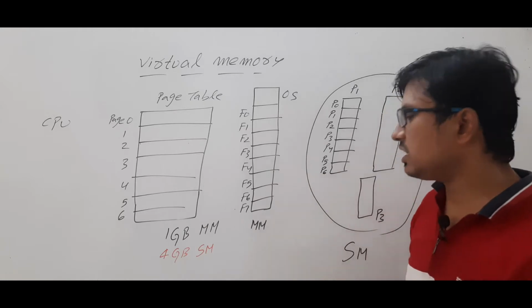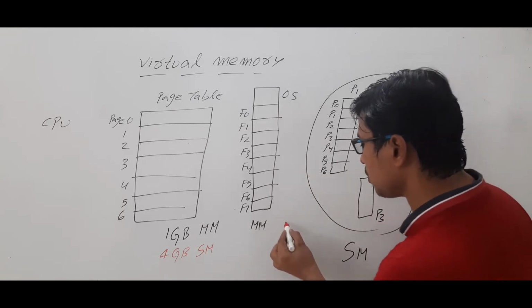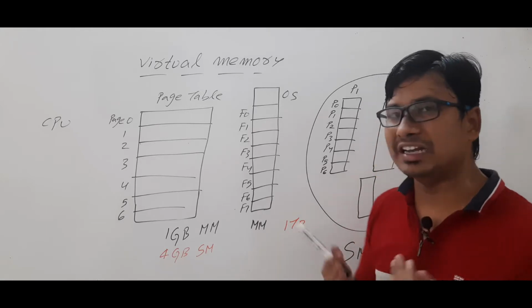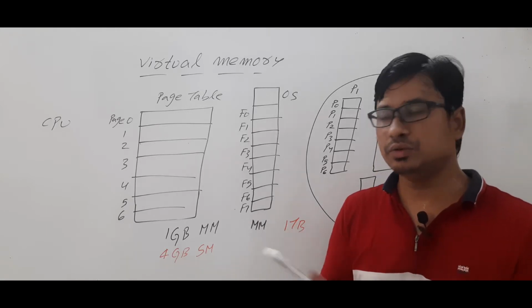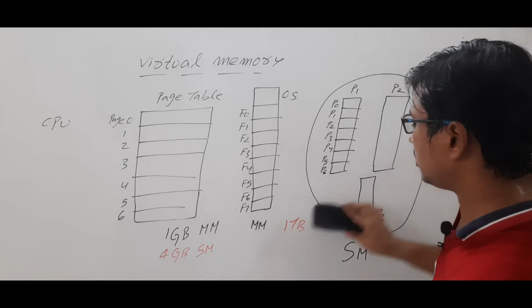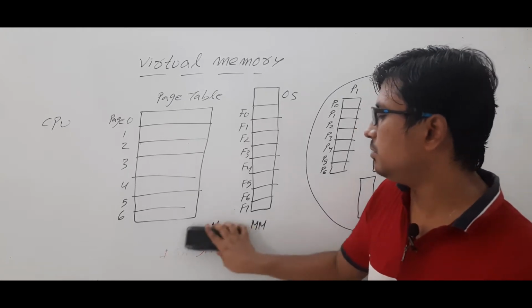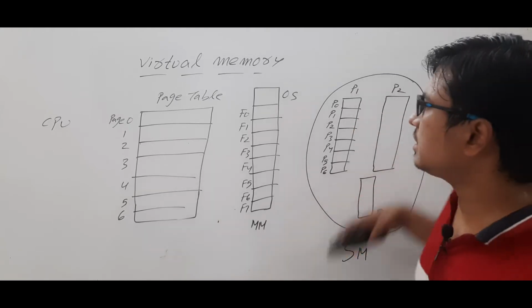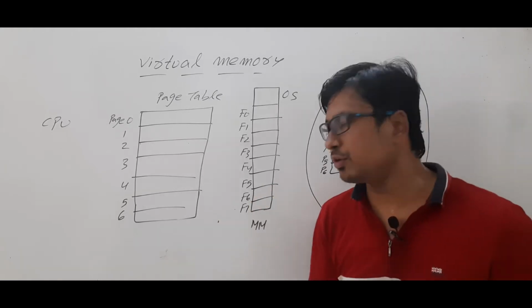Is it clear? Suppose let's take that your hard disk is 1 terabyte. So you can run a process of 1 terabyte. Is it clear? So that is the restriction on the virtual memory. It depends on your hard disk or the secondary memory. Is it clear? Now let me give an overview for you.